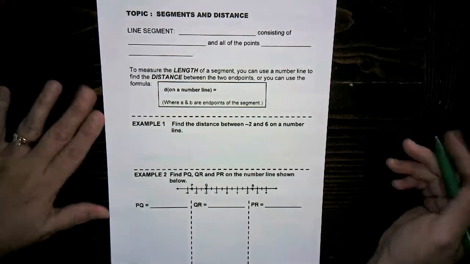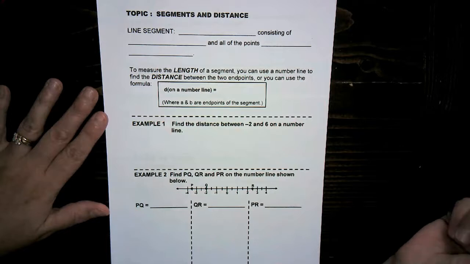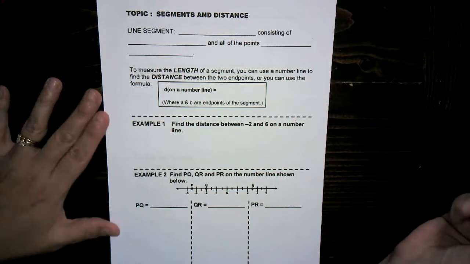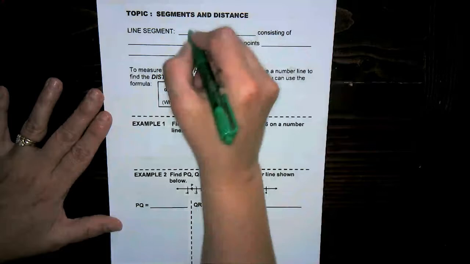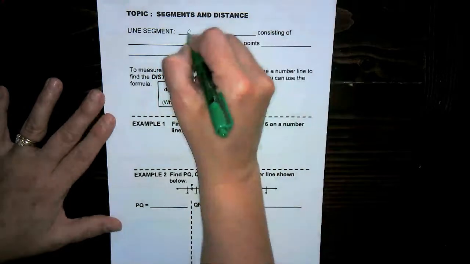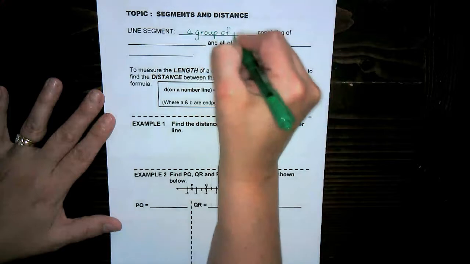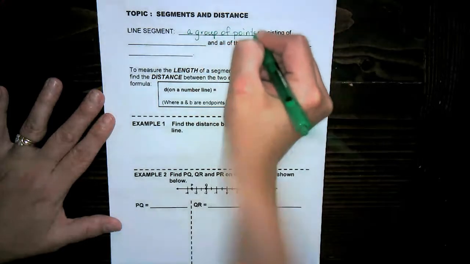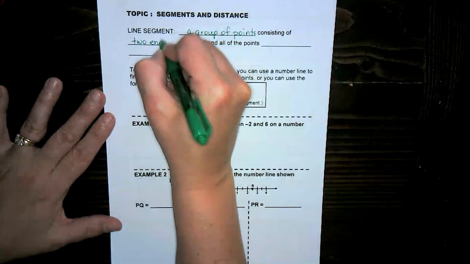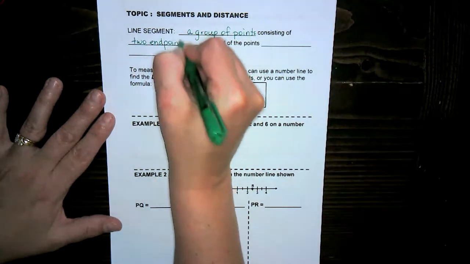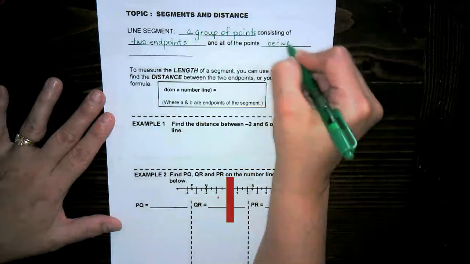Well, welcome to our lesson here on segments and distance. We're going to first define a line segment. And so a line segment is a group of points that consists of two endpoints. That's important. And all the points between the endpoints.